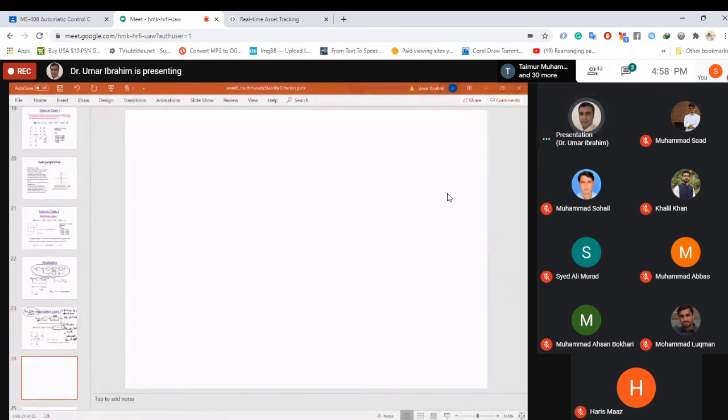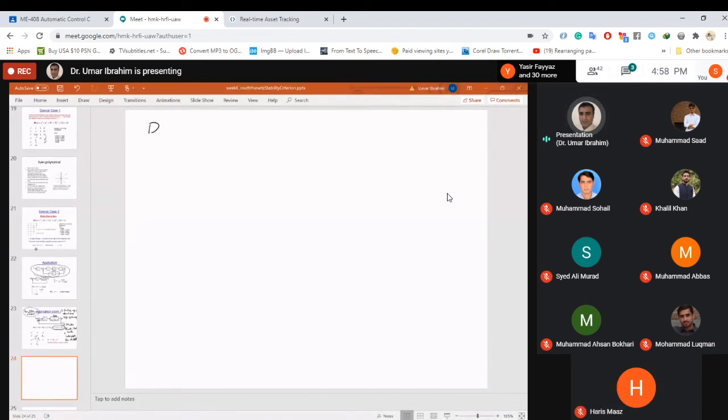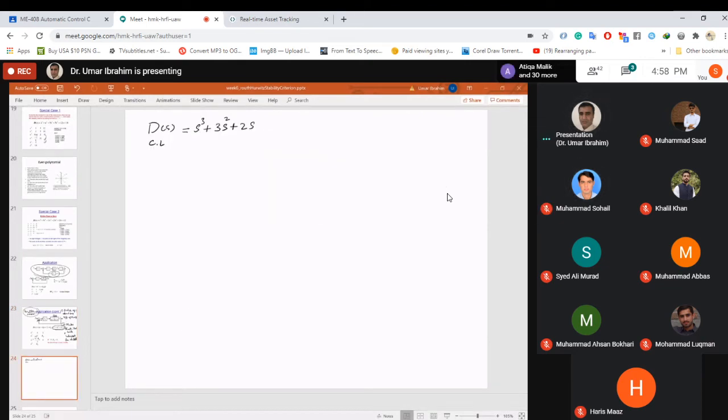Okay? So, step number 1, our characteristic polynomial, D of s closed loop, is s cubed plus 3s squared plus 2s plus Kp. That was our step number 1.